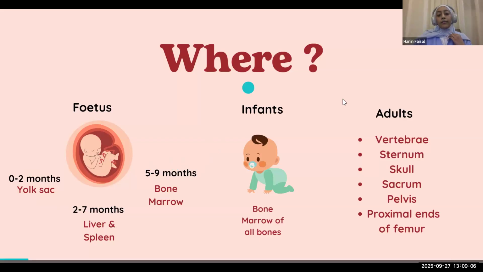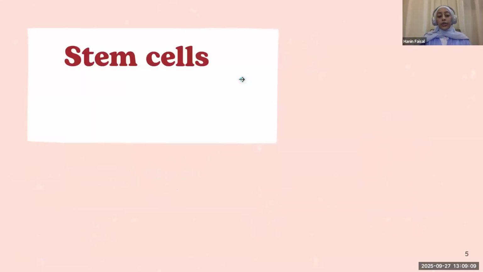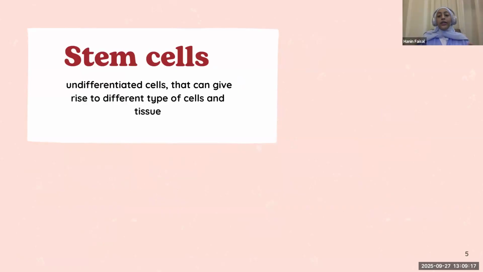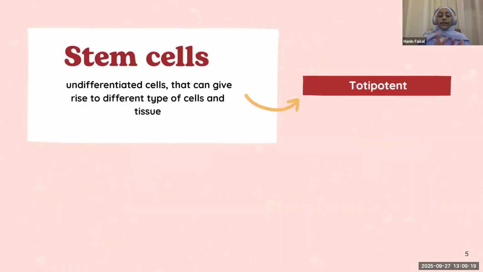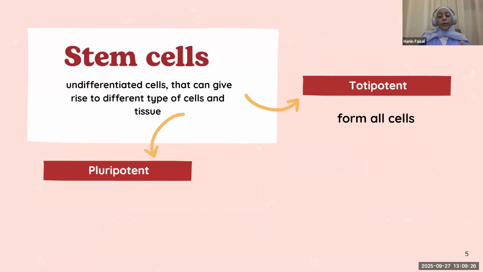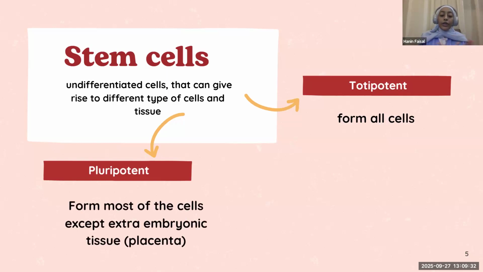Okay. Next, let's talk about another concept, which is basically stem cells. Stem cells are basically undifferentiated cells that can divide and form many different cells. And there are different categories for that. We're going to start with totipotent. It's a stem cell that can give you any type of cell you can think of. So it can form all cells. Another category is pluripotent. Pluripotent is more limited than totipotent, but it still can form a large range of cells. However, it does not form extra embryonic tissue like the placenta. Another category is multipotent.